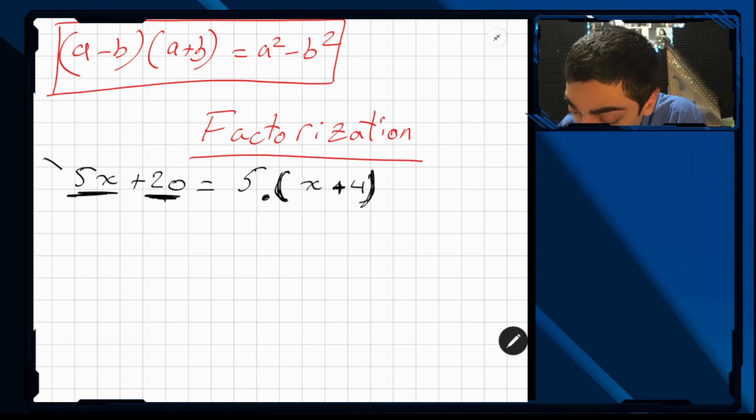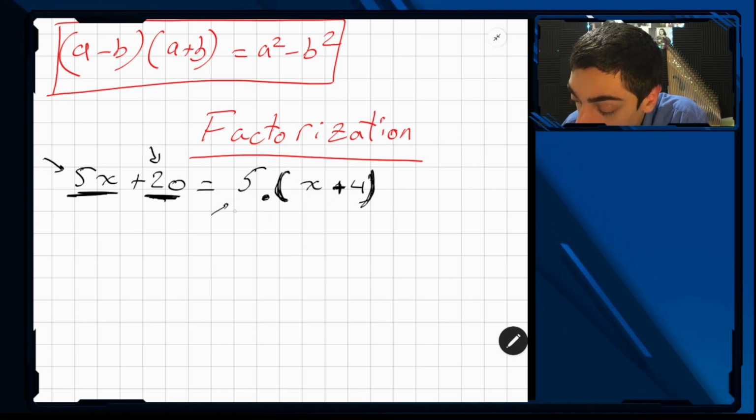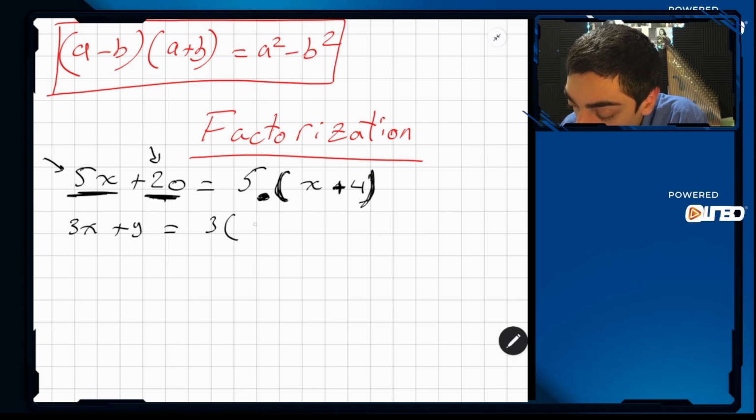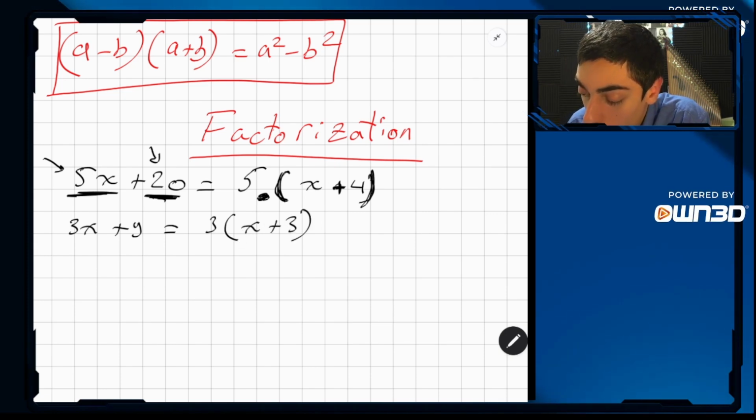If I want to multiply, I can multiply here alone and here alone. Whereas here, if I multiply this, I'm multiplying the whole thing. They are linked with multiplication. And that is what factorization is. So let's say 3x plus 9 is also equal to 3 factor of x plus 3. That's another factorization.